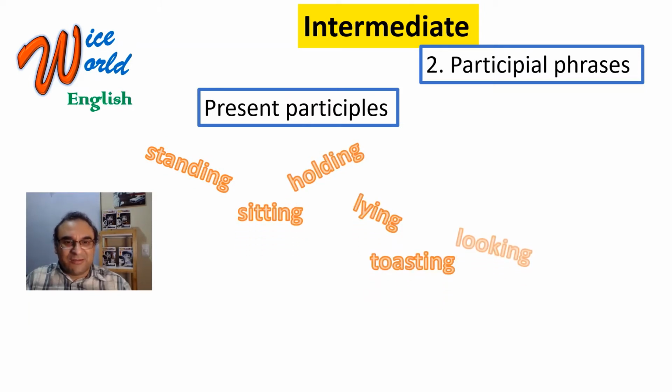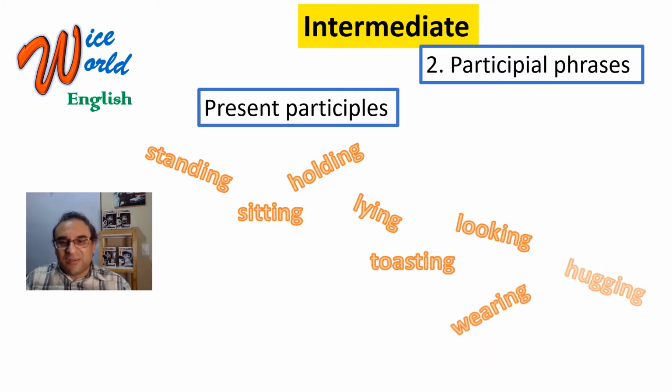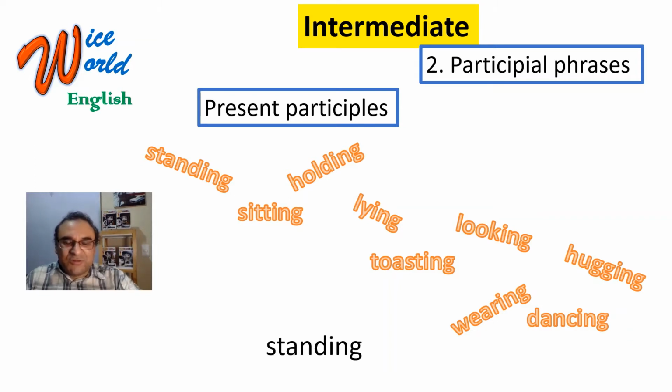Look at that: standing, holding, sitting, lying, toasting, looking, wearing. All of these are present participles. In other words, the present participles are all the verbs that end in ing. Like standing, sitting. We're going to use this to make phrases, and phrases that are going to help us identify people.